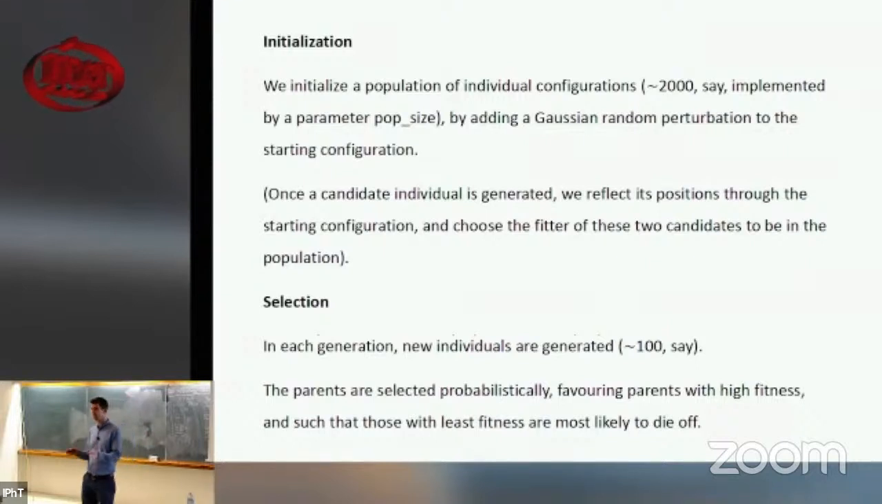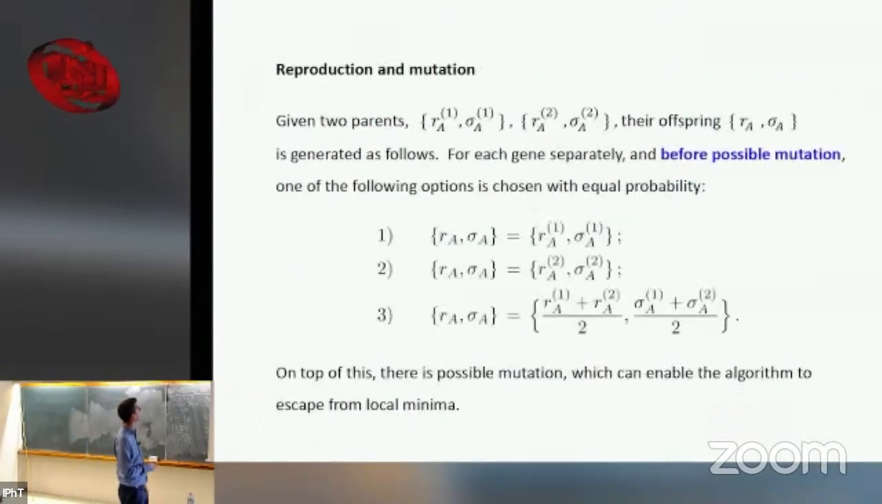But at each step, we measure the fitness of the candidates and we select the fittest ones to reproduce. This is selected probabilistically. So we compare the fitness of each individual configuration to the average fitness of everything else, and the probability to be selected to reproduce is proportional to the fitness of the individual. Then, as two individuals or configurations are selected to reproduce, for each of the positions individually, we follow a probabilistic process in which either one parent passes their genes to the descendant, or the other one does, or we take the average values of the two, plus some possible mutation.